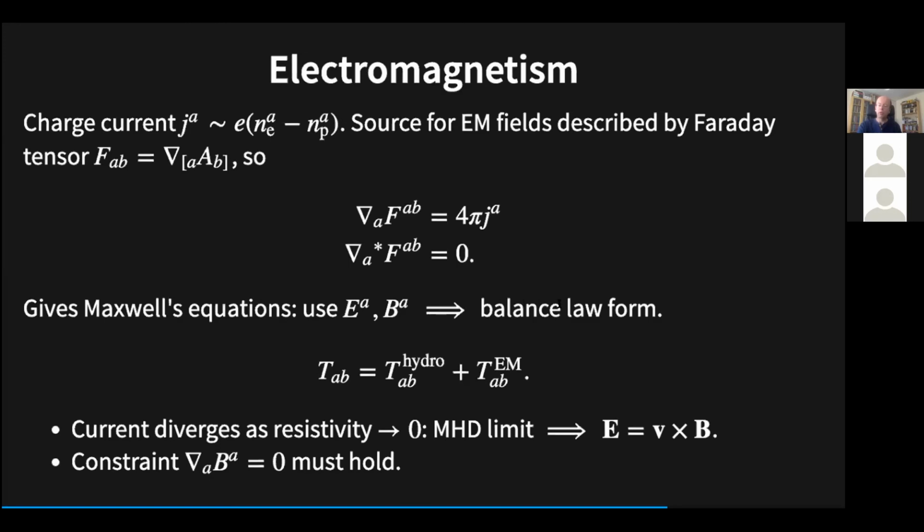So what we would usually want to do is to average over that small scale behavior. And the standard way of doing this is to take the magneto-hydrodynamics approximation. What this does is it imposes a particular form for the charge current and then takes the conductivity to infinity or the resistivity to zero. And that leads to an algebraic relation for the electric field, E is equal to V cross B.